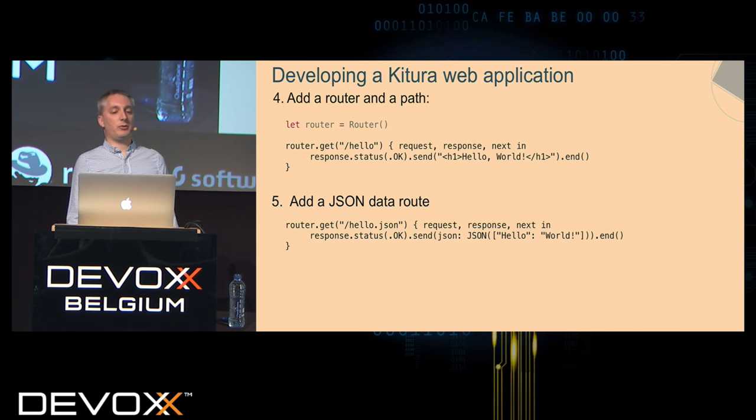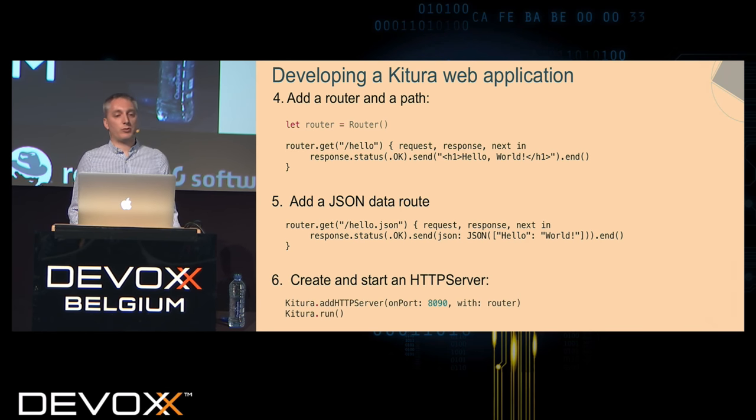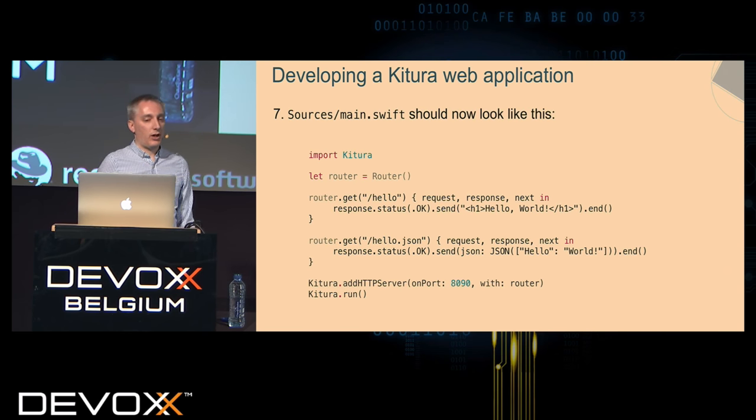You can also do JSON if you want. Here's a route called hello.json, and in that case, we would send back a little bit of JSON as well. And okay, you've created a router, you've defined a route. What else do you need to do? You need an HTTP server, so you'd create one of those and tell it which router you want to use. And then finally, you just kick off the Kitura framework by calling .run, and off it goes. So your Hello World app looks like this, which is what, 10 lines of code, and that's defining two routes, one of which is doing JSON as well. So it's really simple to get started out of the box.